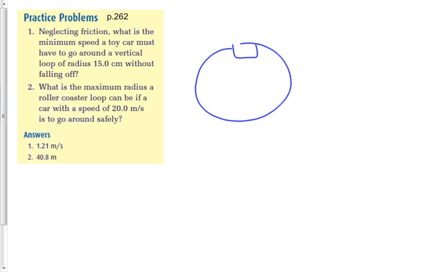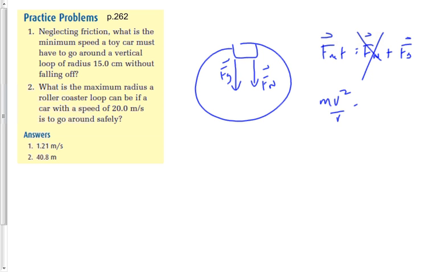Here's the roller coaster at the top. You get Fg acting down. You get the normal force acting down. We're going to say F net is equal to Fn plus Fg, but we're going to get rid of Fn, because again, if you go above a certain radius, then it's going to fall out of the loop. What's the maximum radius? It's the point at which the track doesn't have to push down. So F net is equal to Fg, where mv squared over r will be equal to m times g. But this time, instead of solving for v, we're going to solve for r.